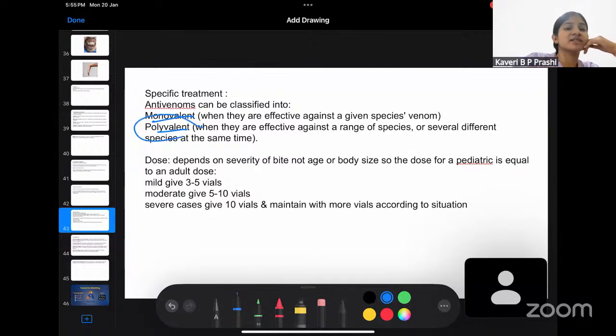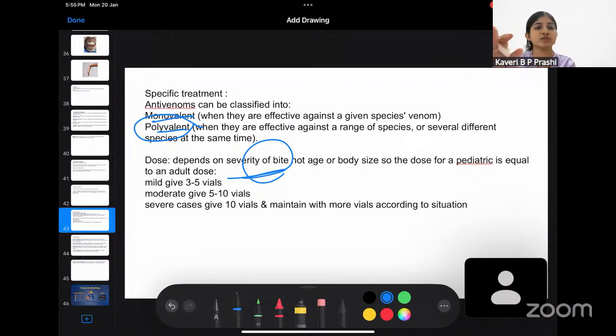Usually, whenever there's a snake bite case and we do not know what the snake is, we try to give a polyvalent. What is the dose? It depends on the severity of the bite and not on age or body size. So by looking at the bite, you decide how much dose you're going to give. And for kids, the pediatric and the adult dose are going to be the same.